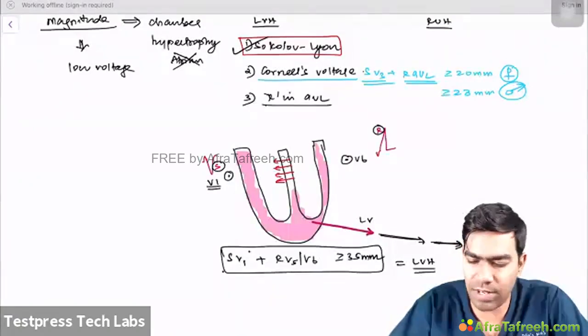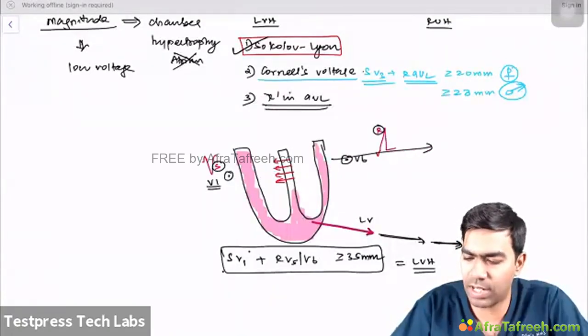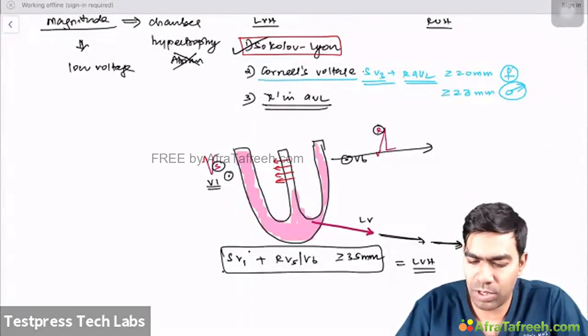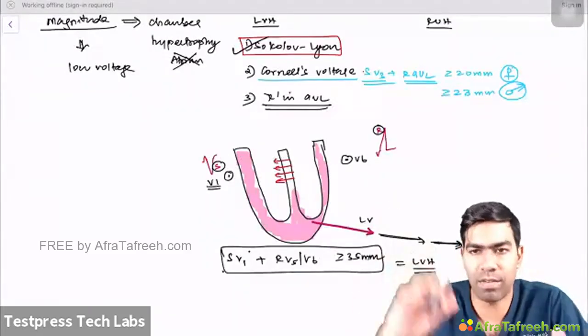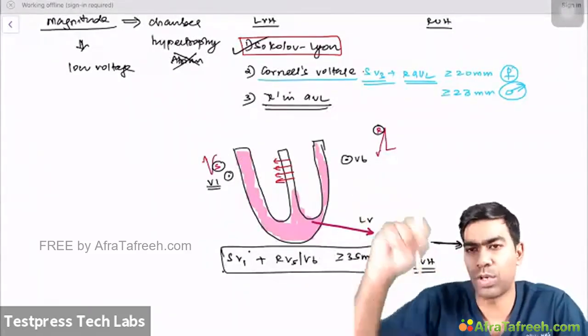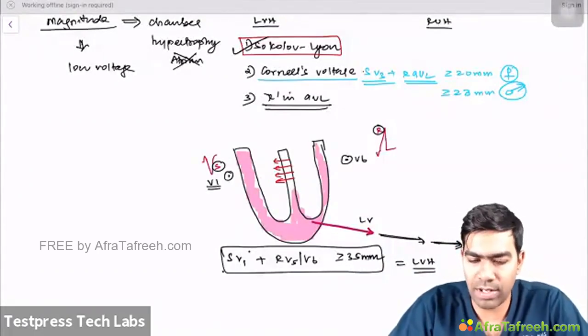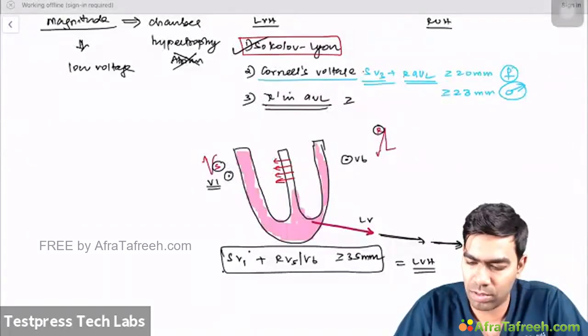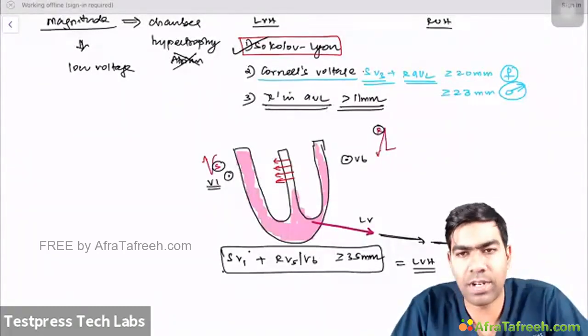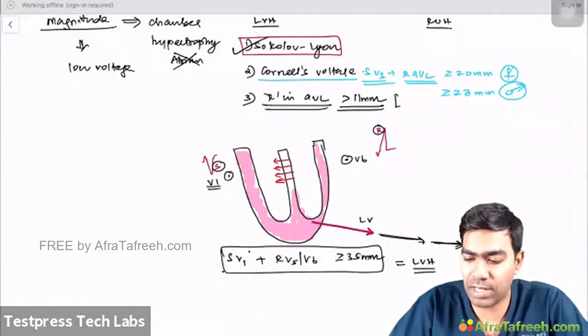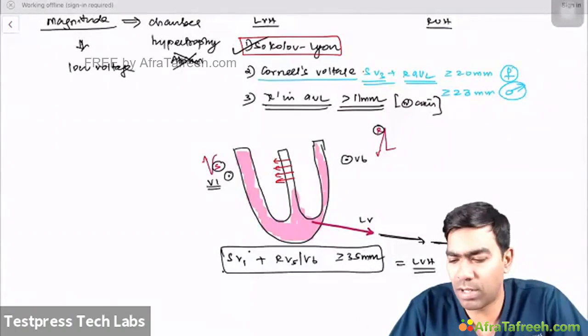And R in AVL alone. AVL is a left-sided lead, we know that. If the left ventricular power is more, the AVL is going to show a bigger R wave because the net vector is pulled towards that left side. So R in AVL, if it is more than 11 millimeter, in this setting you can think about a left ventricular hypertrophy, if the patient has a normal axis, then this will be okay.